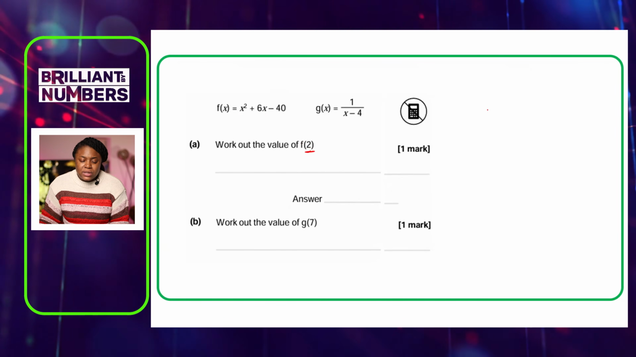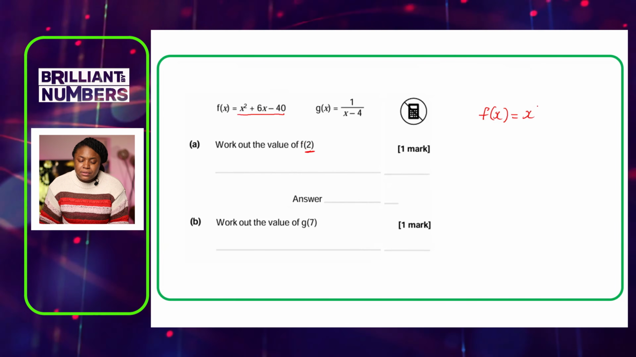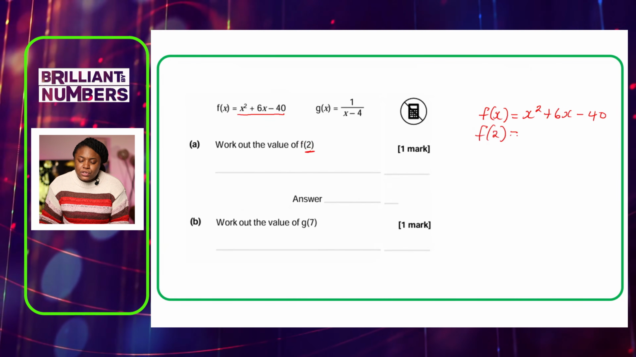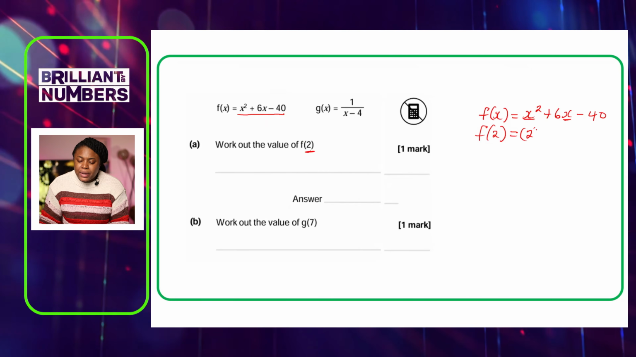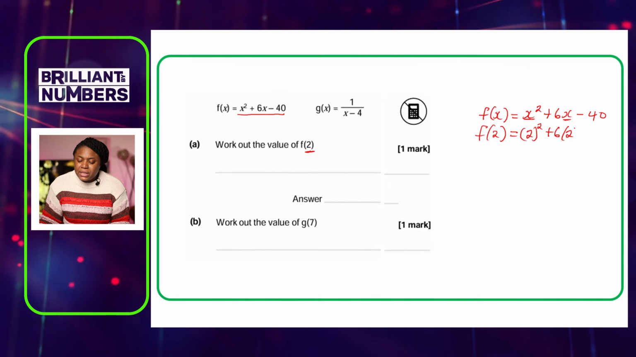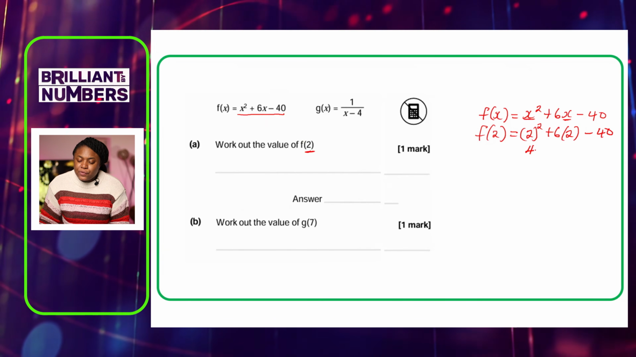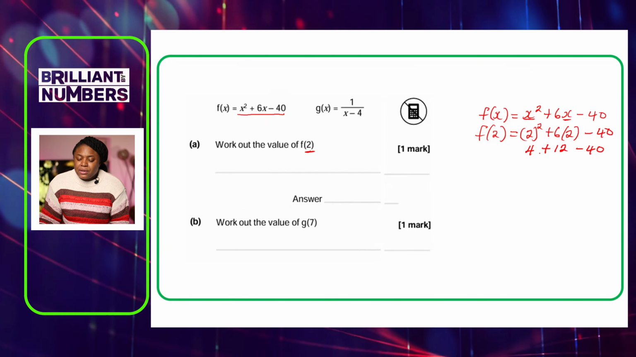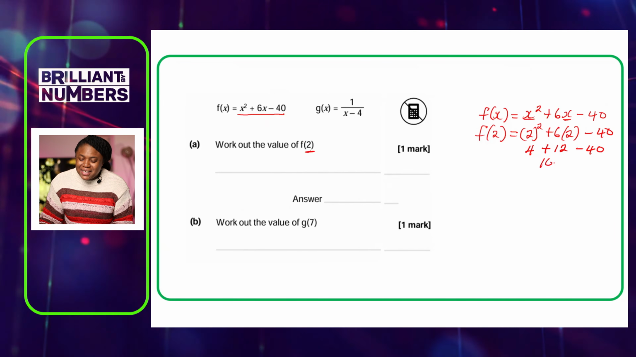So let's go ahead and write what is f of x. So f of x is equal to x squared plus 6x minus 40. F of 2 then will be equal to, so wherever x is, we're going to replace them with that value of 2. So we're going to have 2 squared plus 6 times by 2, minus 40. Then we simply need to calculate. So 2 squared is 4, plus 6 times 2 is 12, minus 40. So 4 plus 12, that is equal to 16.